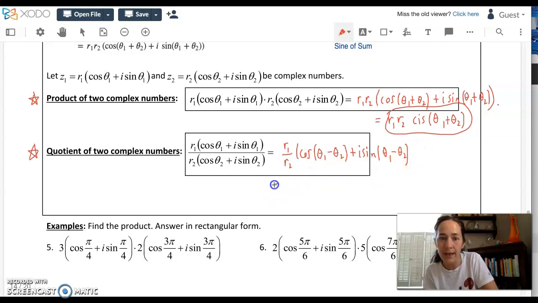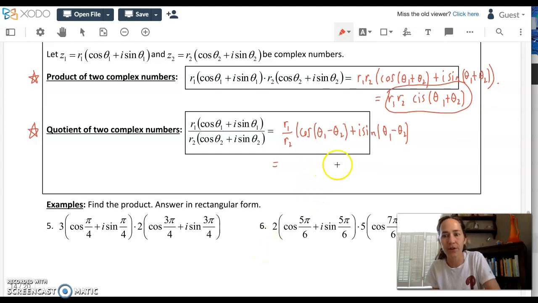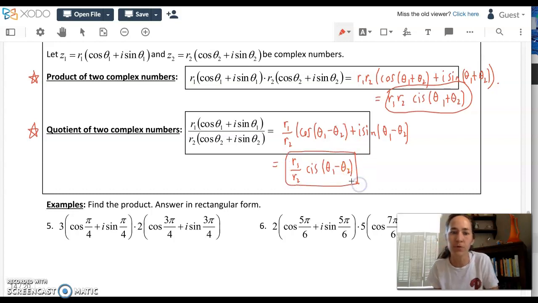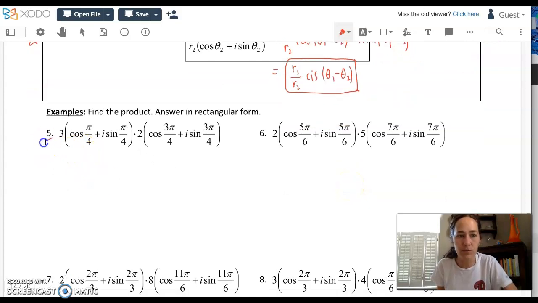And there's your rule. You're going to see multiplying and dividing complex numbers in polar form is very convenient. It does go pretty quick. Shorthand, r sub 1 over r sub 2 when you're dividing, and then let's subtract, like we said, the two angles, cis of theta sub 1 minus theta sub 2. All right, let's put it into practice. Let's start with number 5. Find the product. We'll do this all in polar form and then leave our final answer in rectangular form.